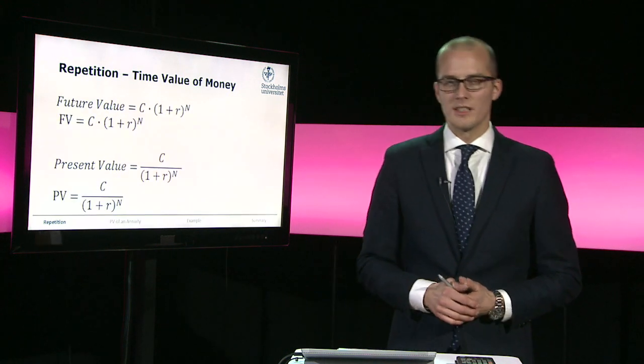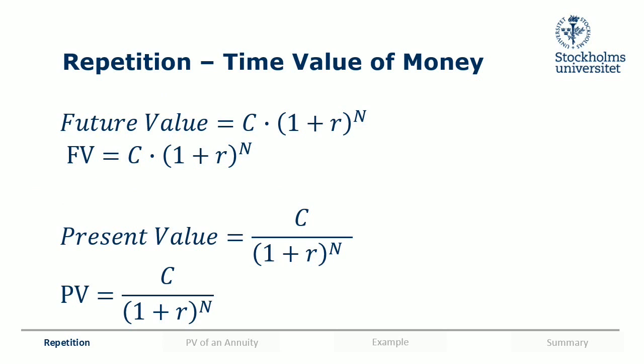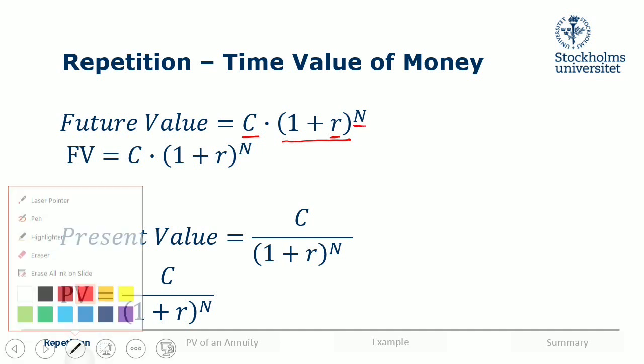We also provided some formulas for moving money. So we said that the future value of some cash flow today, we can call that cash flow C, is given by multiplying it with 1 plus the interest rate, R here is interest rate, raised to the power of n, where n is the amount of years we want to move it.